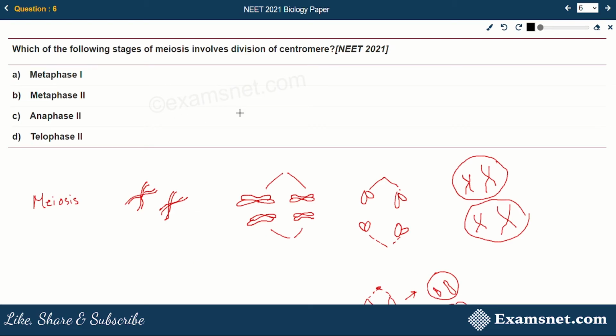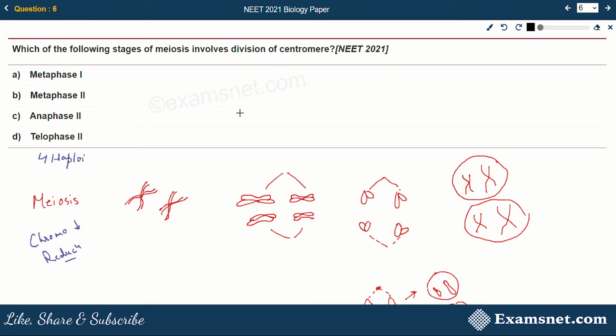Hello everyone. Question number 6 is from the chapter Cell Cycle and Cell Division, class 11. And the question is, which of the following stages of meiosis involves division of centromere? So what is meiosis? It is basically a special type of cell division in which the chromosome number is reduced by half, and therefore this is also known as reduction division. Meiosis is divided into two parts, meiosis 1 and meiosis 2. At the end of meiosis 2, we get 4 haploid cells.